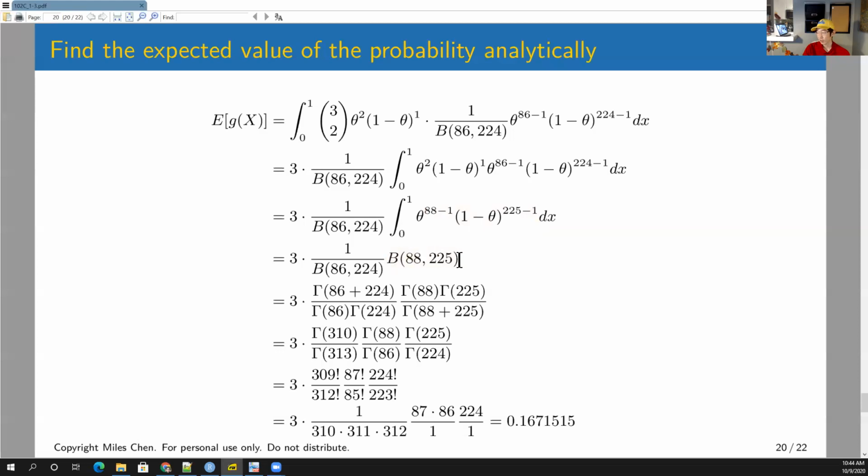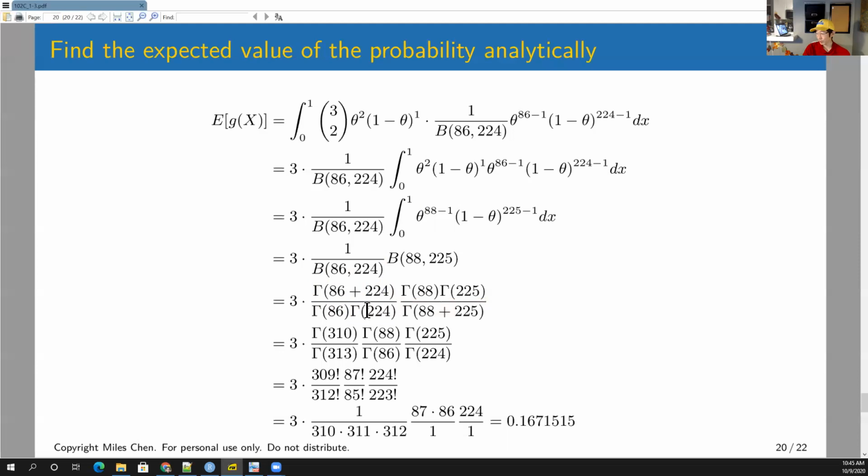So is this step okay, going from here to here? This is just the definition of the beta function. Using the definition of the beta function, this becomes gamma of 88 times gamma of 225, over gamma of 88 plus 225, and then on the denominator, it becomes gamma of 86 plus 224, over gamma of 86 times gamma of 224.